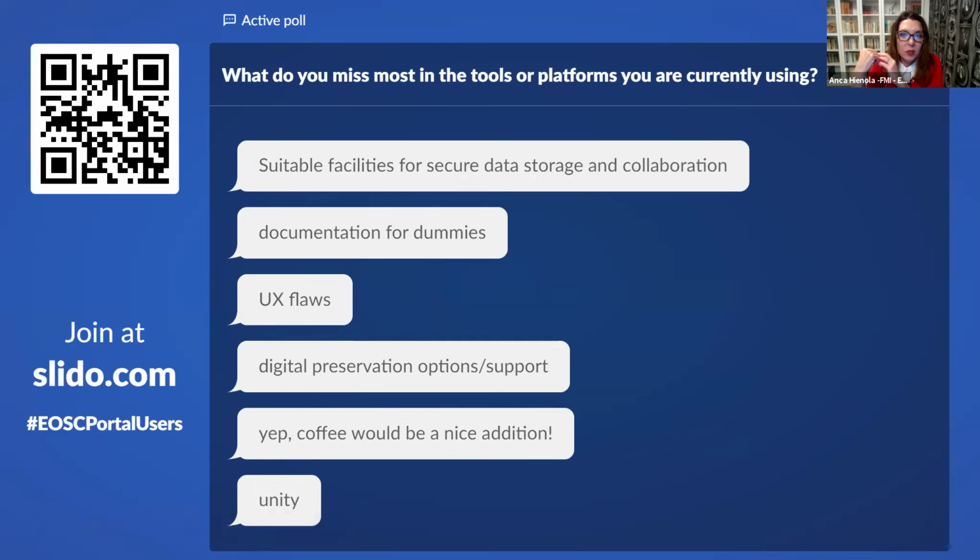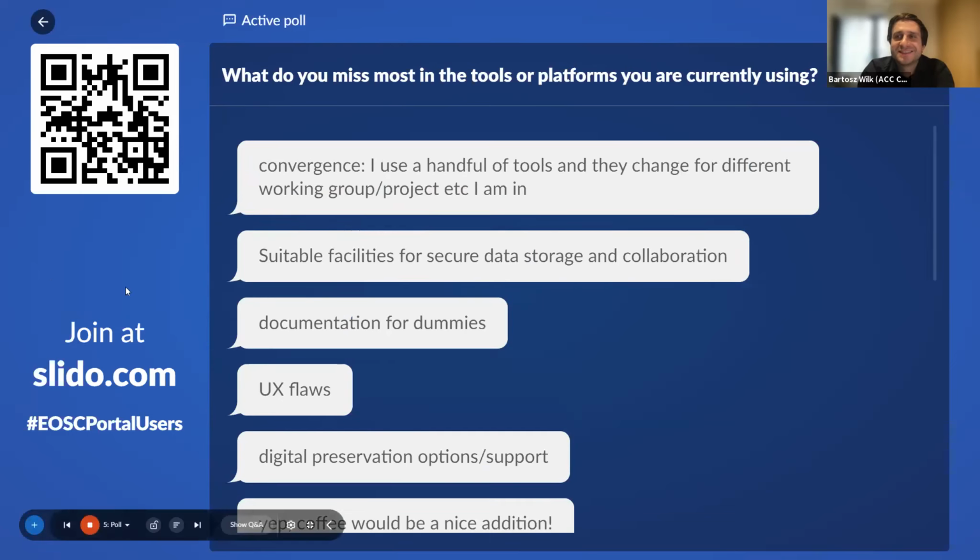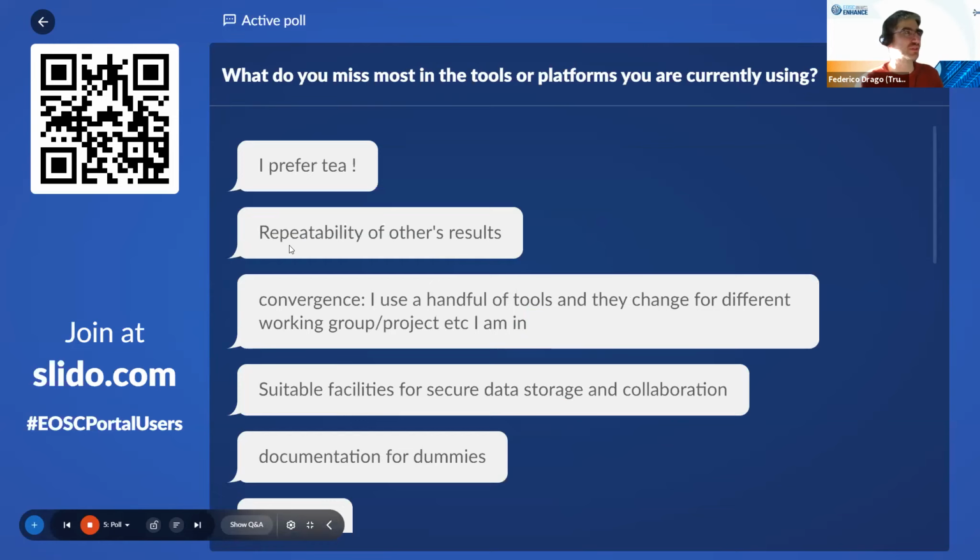Suitable facilities for secure data storage and collaboration. Yes, this is what you wanted, Anka. Well, it's my work. Yeah, so convergence, this is what you were mentioning as well.